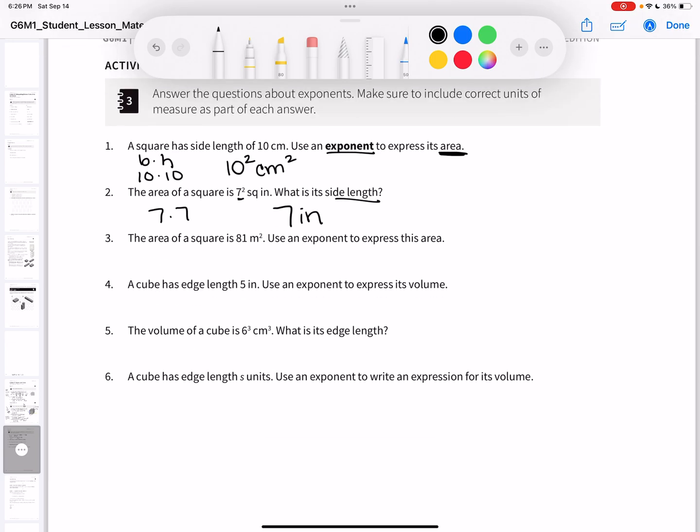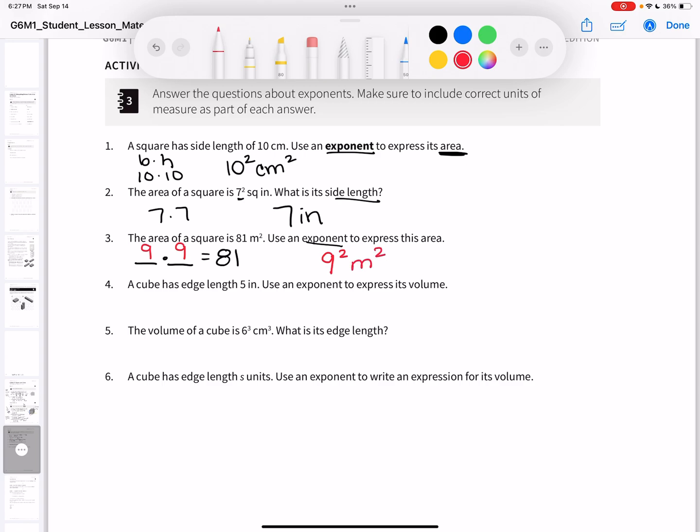The area of a square is 81 meters squared. Use an exponent to express this area. Well, what number times itself gets us 81? I know 9 times 9 is 81. So if we were going to use an exponent to express this, we would say 9 squared meters squared.